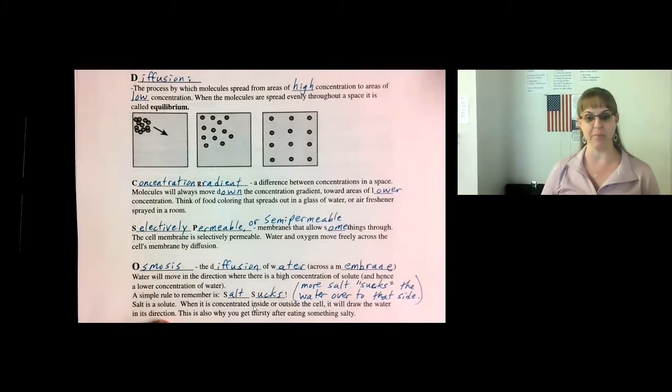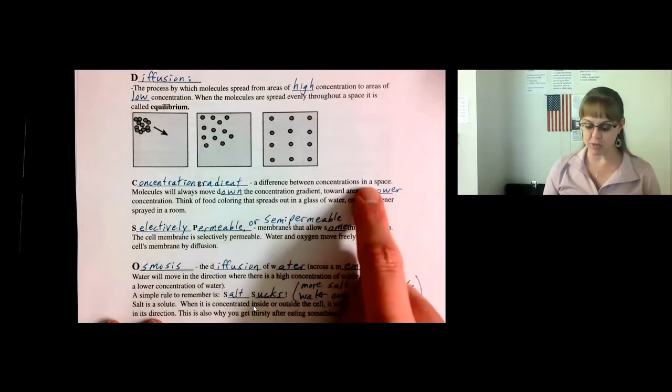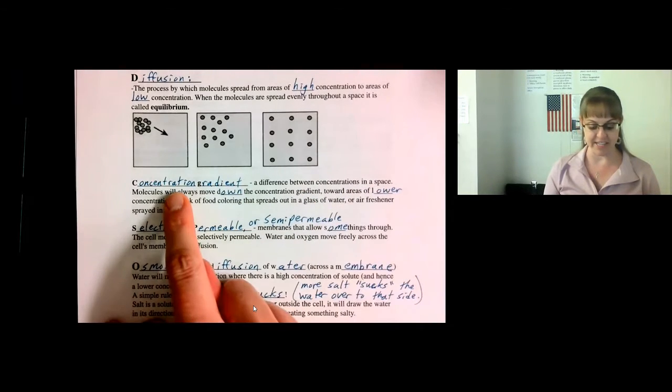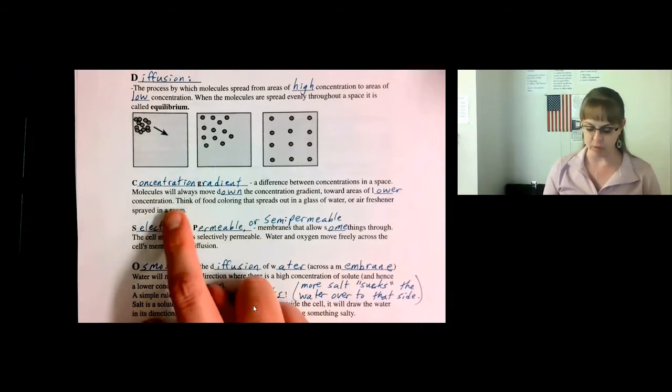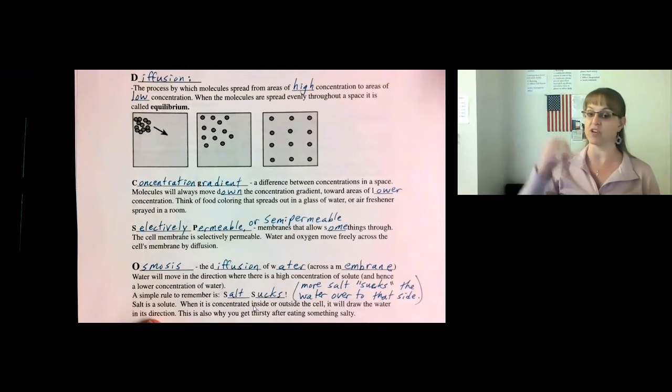So that would be an example of active transport. So back to the passive transport. A difference between concentrations in a space is a concentration gradient. And when molecules move down the concentration gradient from high concentration to low concentration, then that is a passive process and does not require energy.